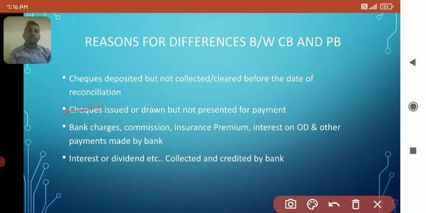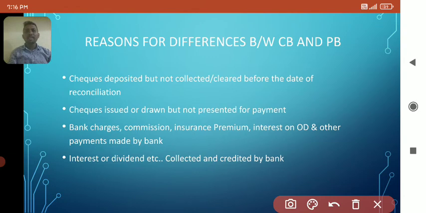Checks issued or drawn but not presented for payment. Whenever a check is issued to a supplier or a creditor, what do we usually do? We write it on the credit side of the cash book's bank column, and the effect is a decrease in the cash book balance. But the check is not presented for payment.